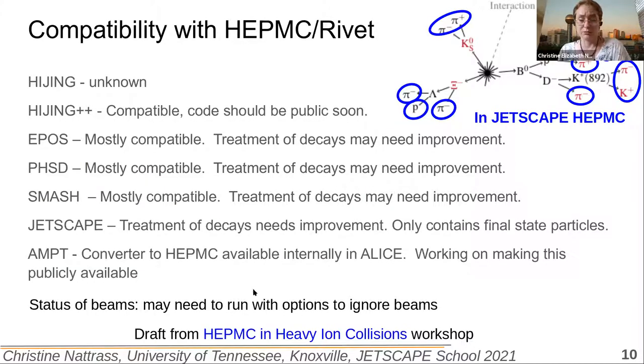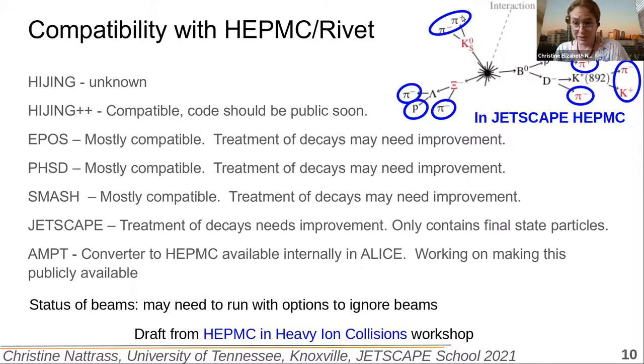So this is mostly for reference. Most heavy ion generators make HepMC output, but many of them have a couple of common problems. It turns out that the HepMC format assumes that you can track the parentage of a particle from the incoming beam all the way to the final state particle, but that doesn't make so much sense when you are working with a hydrodynamic fluid. So many of the generators don't have all of the information about decays, but usually include information about just the final state particles.